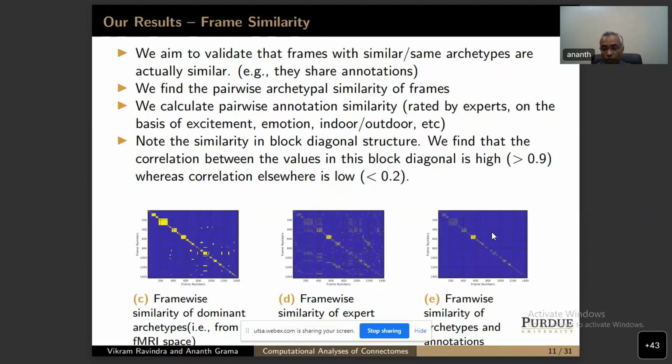And sure enough, we show that you get very, very statistically significant correlations between the left heat map and the right heat map and the middle heat map. So that's the right heat map I'm showing you. This is the frame-wise similarity of archetypes and annotations. So this is very cool.